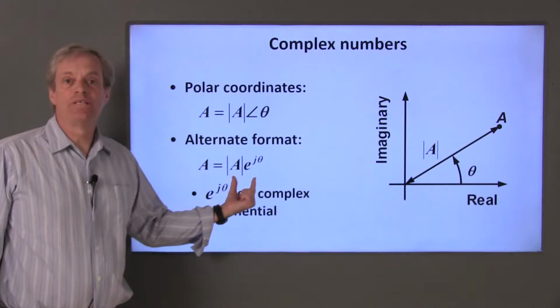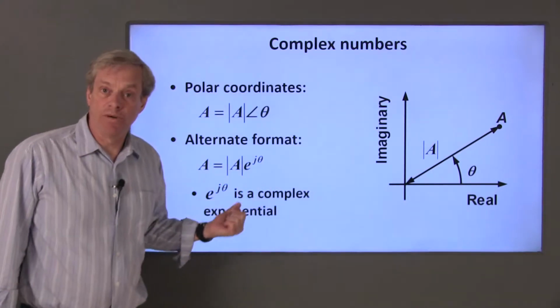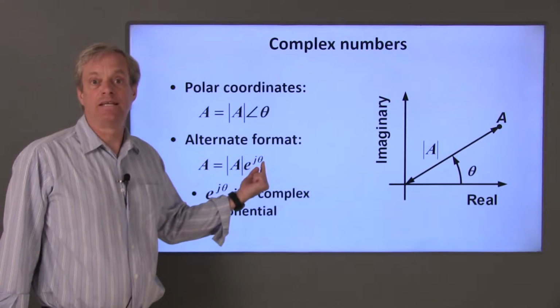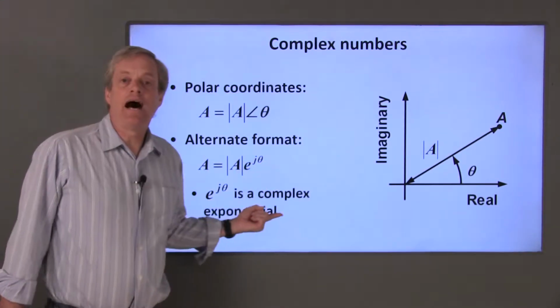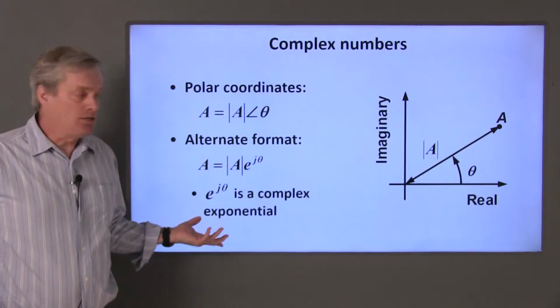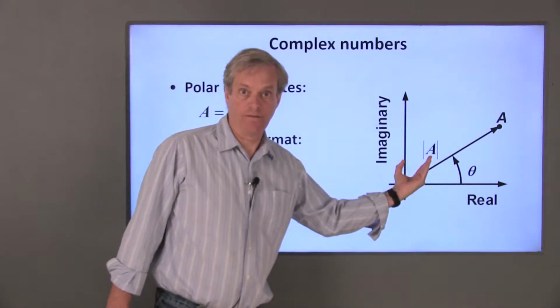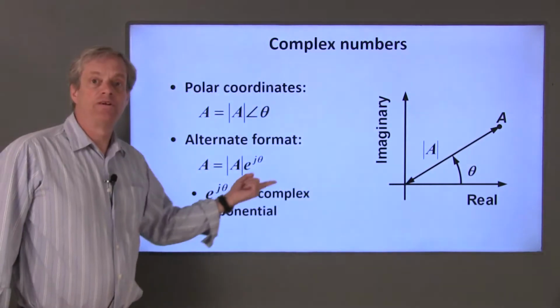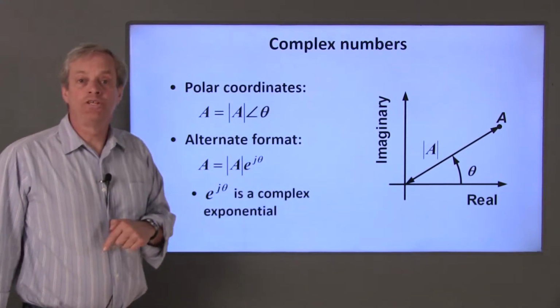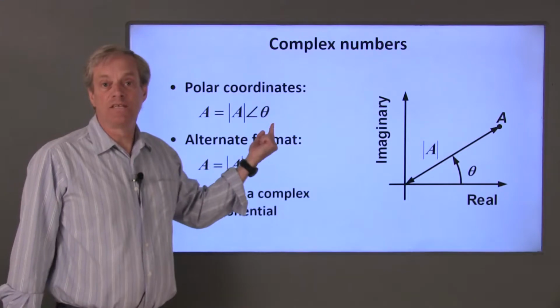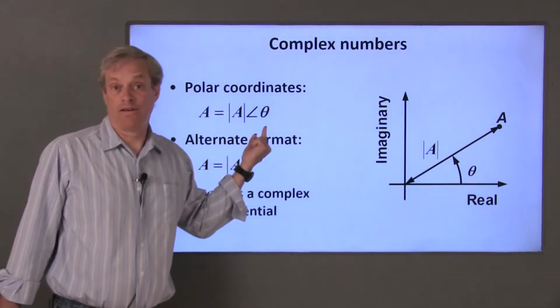The magnitude is now multiplied by a term of the form e to the j times theta. E to the j theta is called a complex exponential. It still provides the direction information, but in this form, there's actually a multiplication process involved. In the original form, we're just presenting two pieces of information, a distance and a direction.